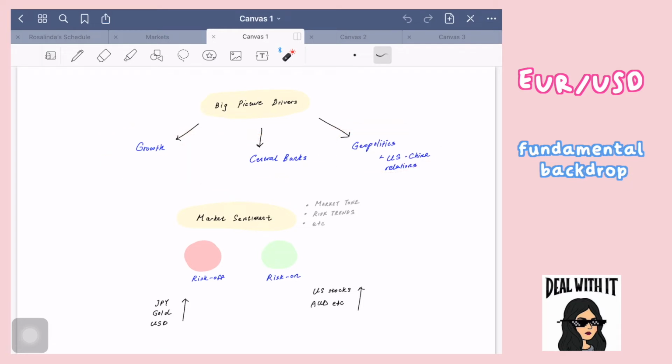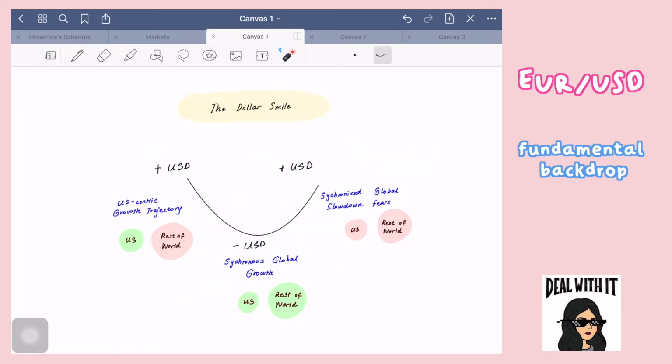And also to try to figure out whether things are leaning more towards red or leaning more towards green. So something else that I find will be quite interesting or useful to highlight would be this idea of a framework called the dollar smile.